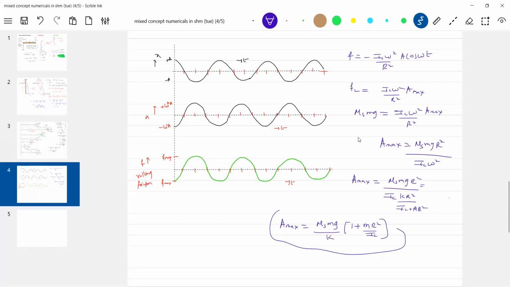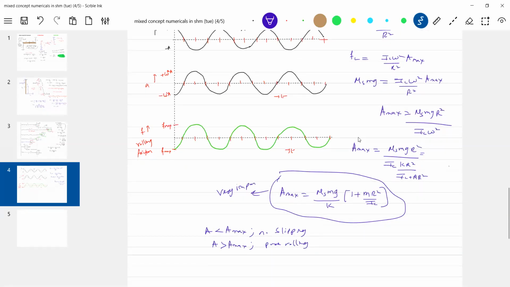So very important, please do remember, in books they didn't stress this. So what shall we write? If A less than A max, no slipping, pure rolling occurs. If A greater than A max, slipping occurs.